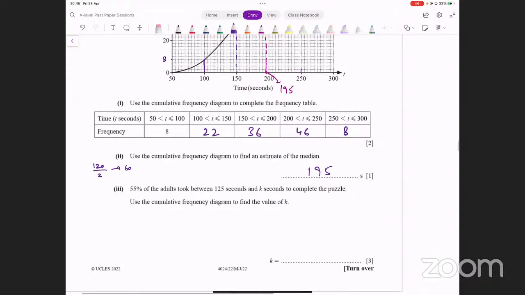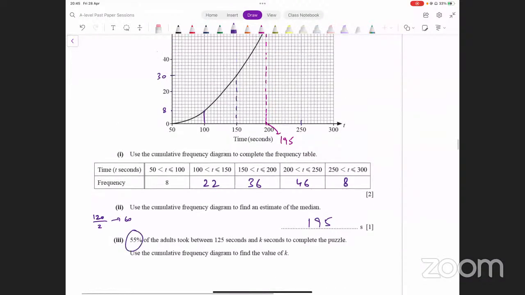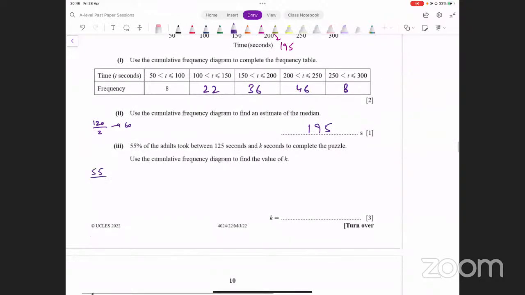Okay, now it says 55% of the adults took between 125 seconds and k seconds to complete the puzzle. Use the cumulative frequency diagram to find the value of k. First, let's see what 55% is. How many were there in total? 120. 55% of 120, what is that going to be? 55 over 100 into 120. Let's evaluate that. 55 into 120 divided by 100, that's 66. So there are 66 adults who are between 125 seconds and k seconds.